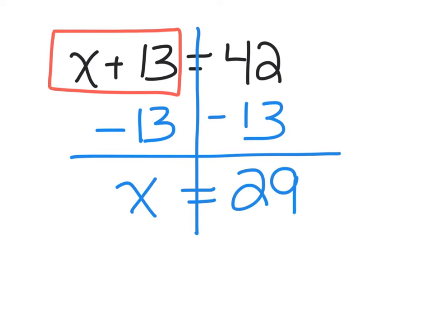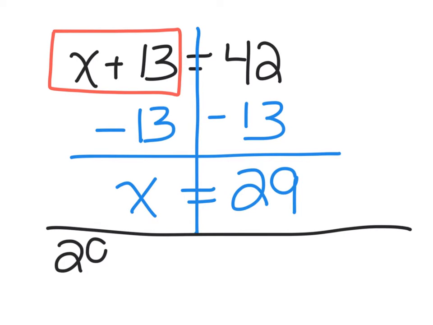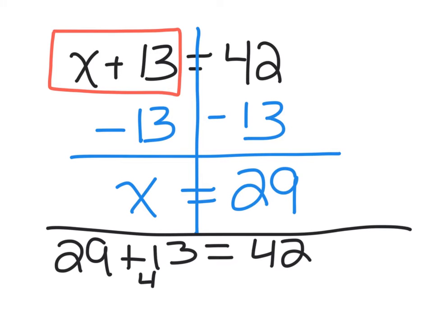Now I want to make sure that this is true. So I'm going to do a check. And I'm going to go back to my original equation, which is x plus 13 equals 42. We think the value of x is 29. So I'm going to put 29 plus 13 and make sure that this statement is true. Does 29 plus 13 equal 42? 29 plus 13 simplifies to 42, and that side of the equation was 42, so I'm now happy and balanced.